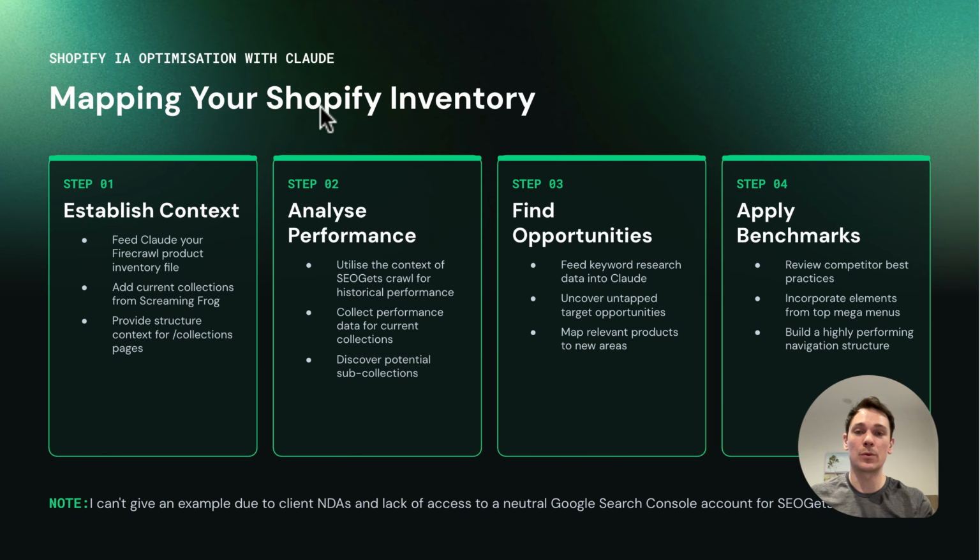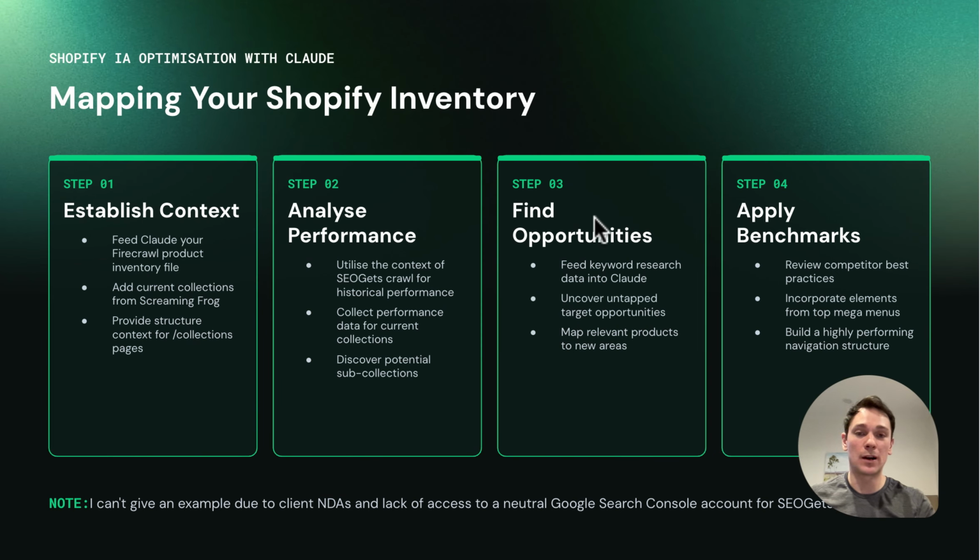So firstly, we're going to be mapping our Shopify inventory. To do this, we need to establish context for Firecrawl to get the inventory file, which is the products.json file. We want to crawl our current collections from Screaming Frog and enable the structure to get the context for the collections pages. We're going to analyze the performance using SEO Gets, collect the historical data for the collections pages, and then discover potential sub-collections.